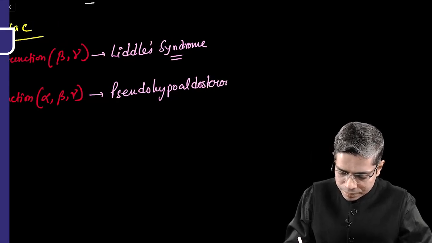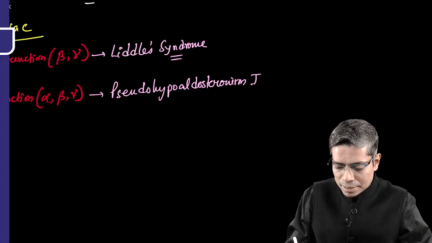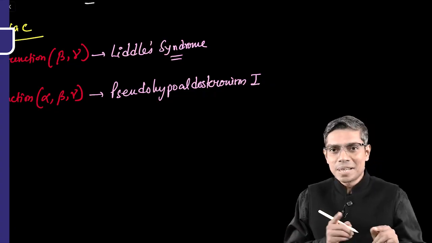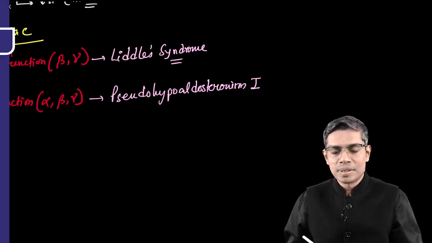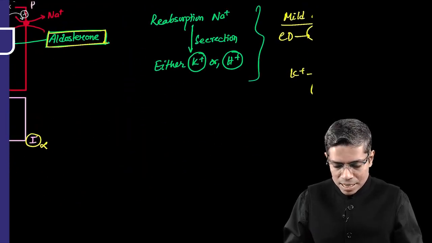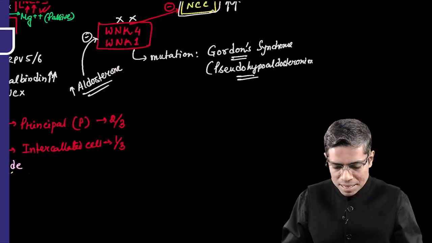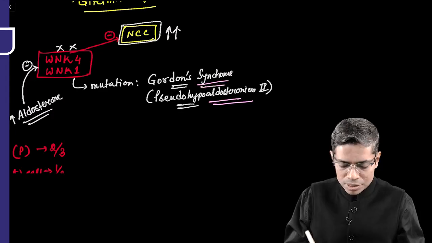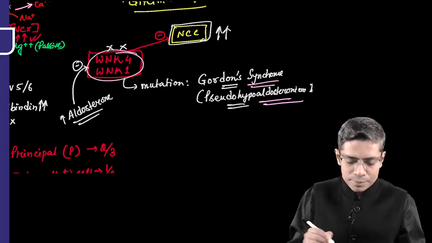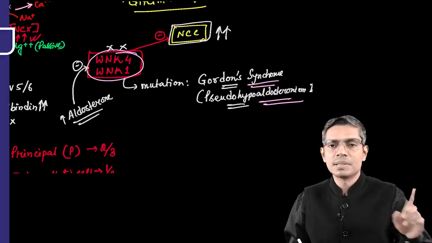hypoaldosteronism type 1. Did I tell you type 2? Yes. Type 2 is nothing but the Gordon syndrome. That is a mutation of WNK4 and WNK1. We have already discussed that here, I hope. So this is pseudo hypoaldosteronism type 2, nothing but the Gordon syndrome, the mutation of WNK4 and WNK1. That is the disease of the DCT.